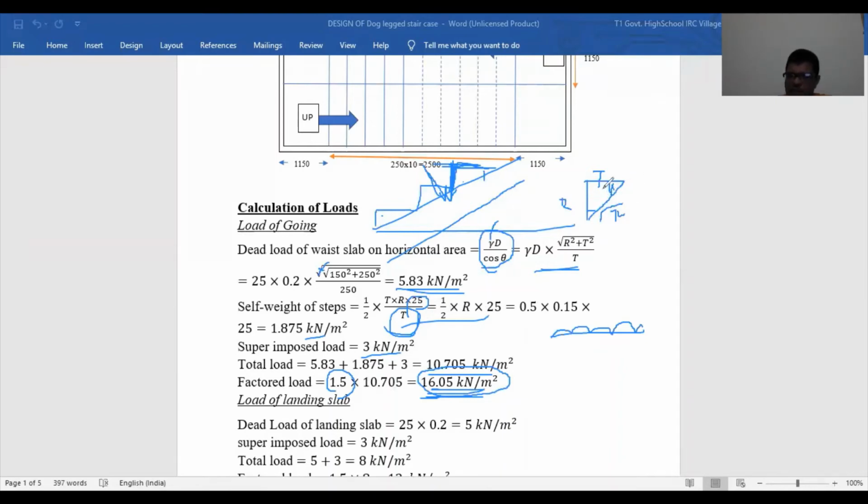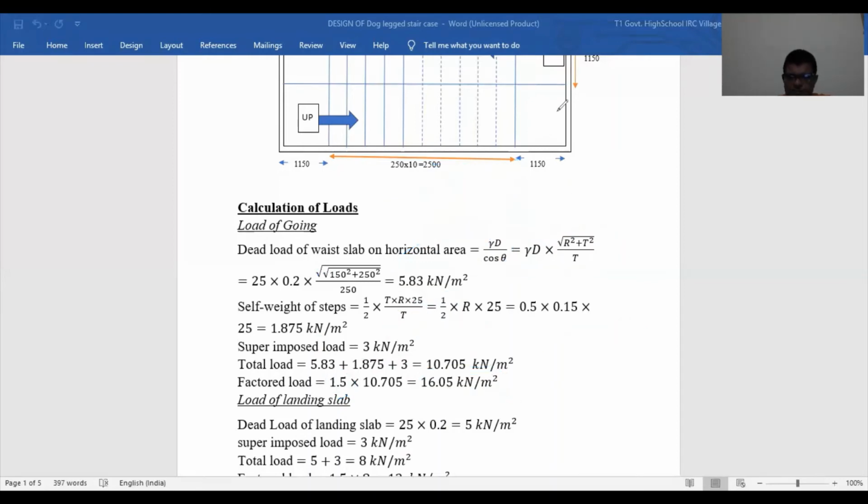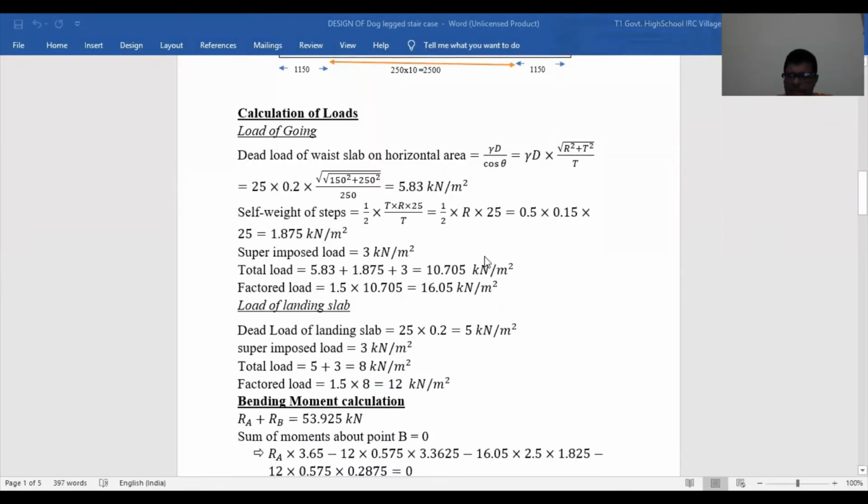The projection of the slab is taken as horizontal. So the component of all the loads perpendicular to this horizontal span comes out to be 16.05 kilonewton per meter square. Now what is the load on the landing? Because we have seen that one is the going and one is the landing. The slab is going like this way, then like this, so here it is coming like this. So this is the landing, and this is also landing.